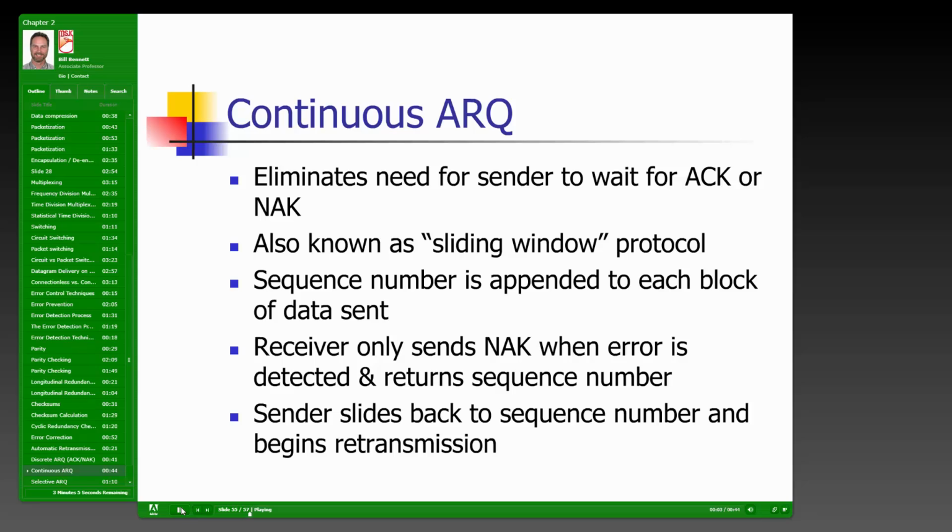Continuous ARQ eliminates the need for the sender to wait for an ACK or a NACK to be sent back to it. This one's also known as the sliding window protocol. The idea is that the sender includes a sequence number in each block of data that it sends out. The receiver then only sends negative acknowledgments when an error is detected, and in addition it returns the sequence number that was in error. So once the sender gets a NACK back from the receiver, the sender will identify which sequence number was in error, and it will slide back to that number and then begin retransmitting the message at that point.